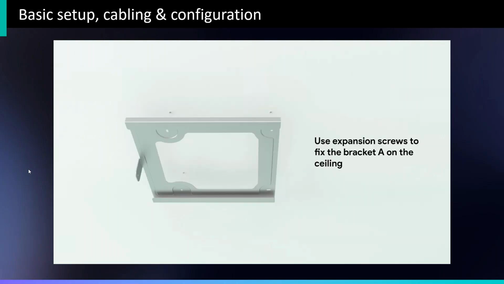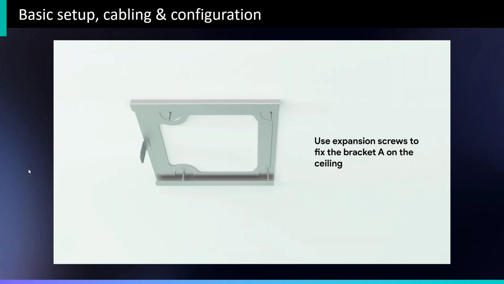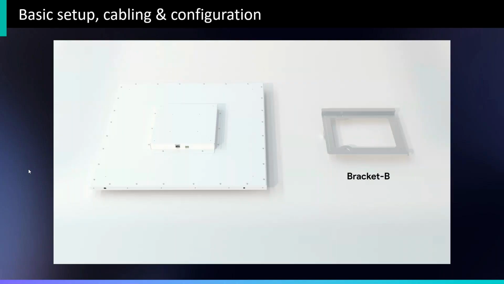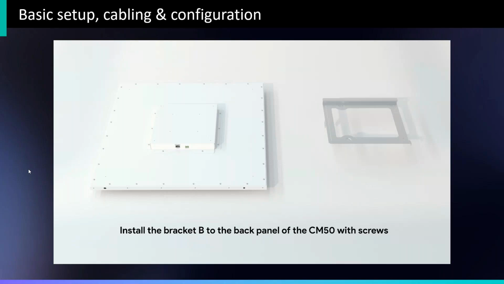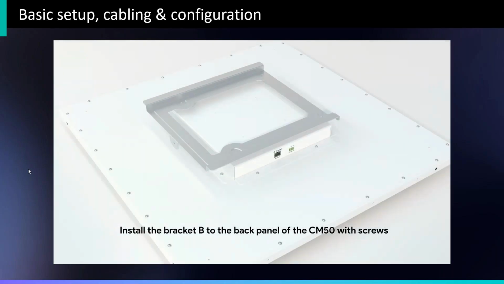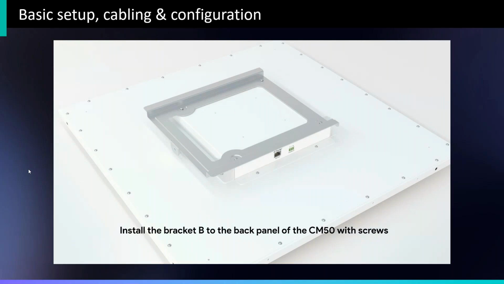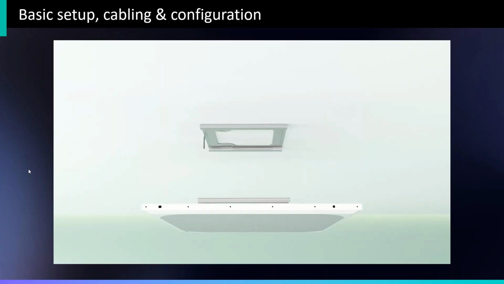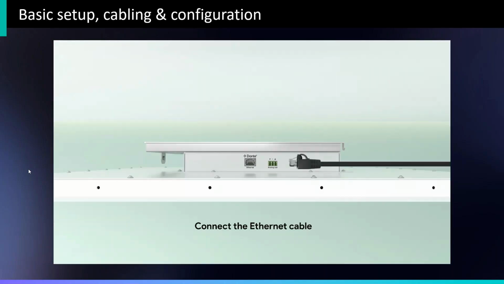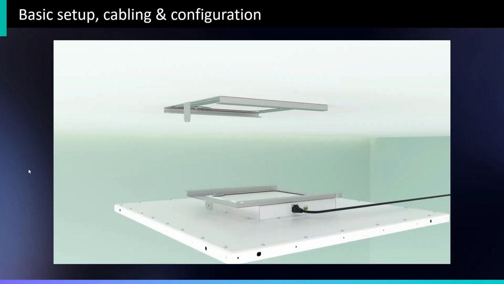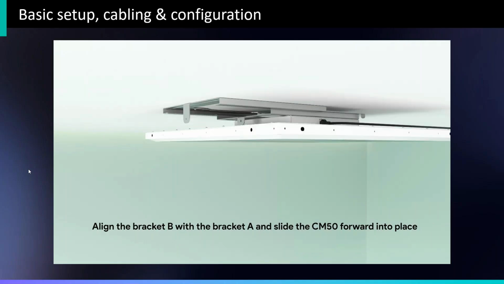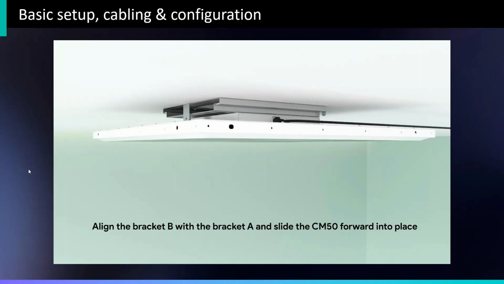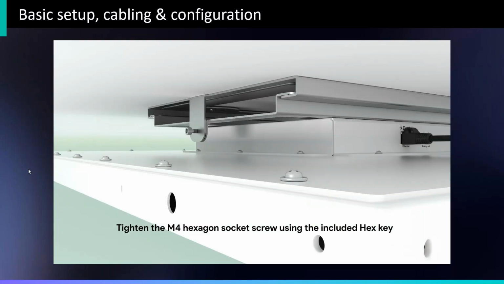Use expansion screws to fix the bracket A on the ceiling. Install the bracket to the back panel of the CM50 with screws. Connect the Ethernet cable. Align the bracket B with the bracket A and slide the CM50 forward into place. Tighten the M4 hexagon socket screw using the included hex key.